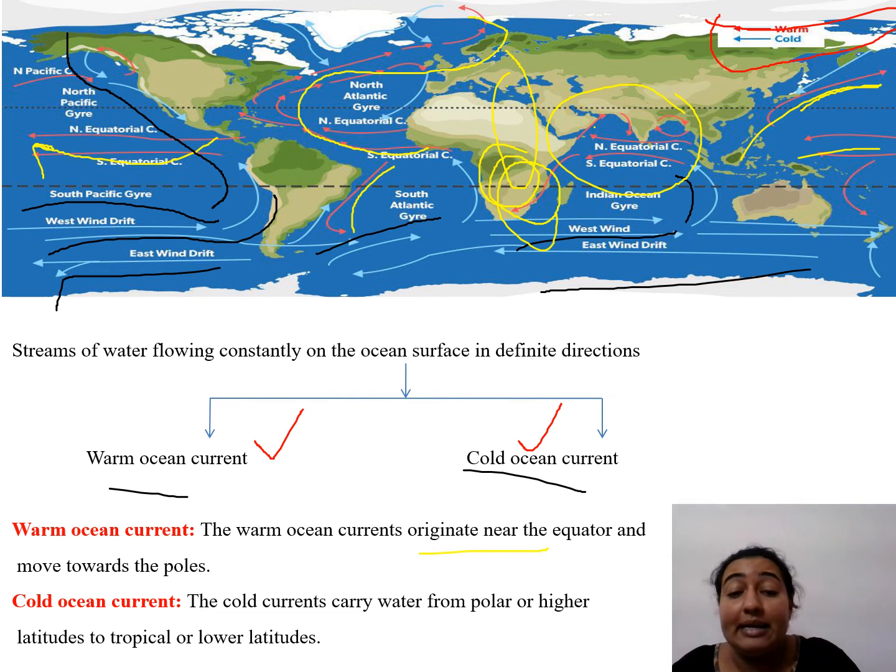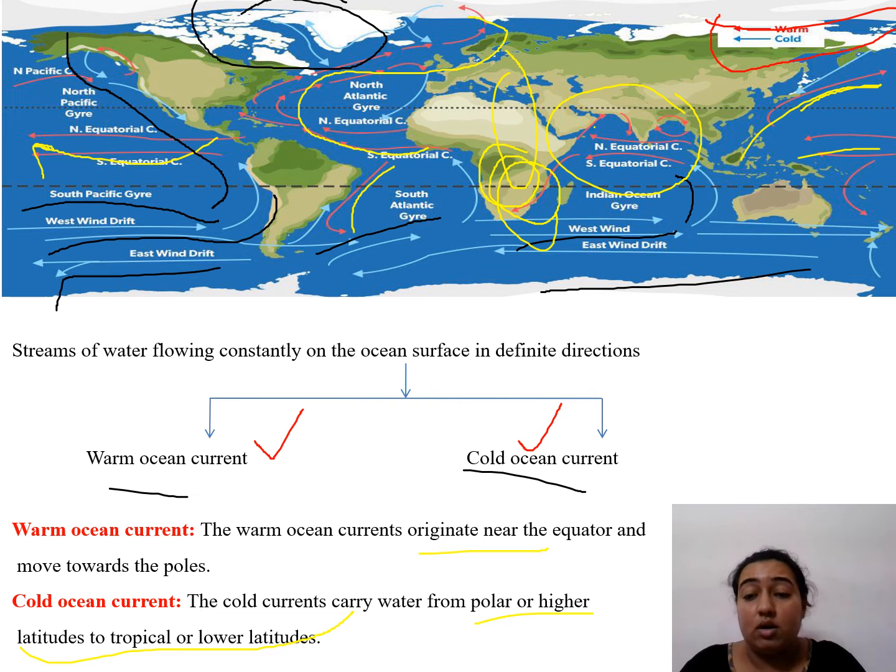Now cold ocean currents carry water from polar or higher latitudes to tropical or lower latitudes, because the poles, they are coming from this side. Let me change the color of my marker. Okay, now what about these areas? We can see white. Why are they denoted with white?